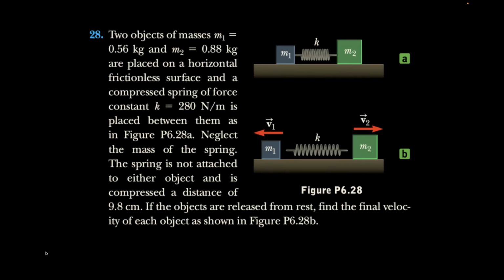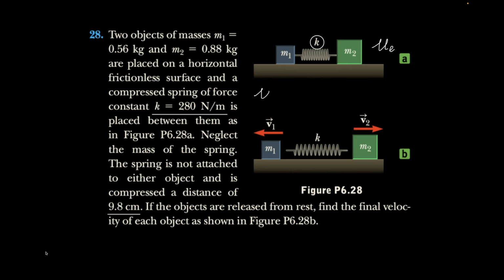Question number 28. This example will require you to remember conservation of energy and conservation of momentum. For conservation of energy, you remember that we have elastic potential energy if we are dealing with a spring, and you can see that they are giving us k, the spring constant. They're also telling us that in the beginning, that particular spring with the k of 280 newtons per meter is compressed the distance of 9.8 centimeters. You'll remember we'll have to convert that to meters.